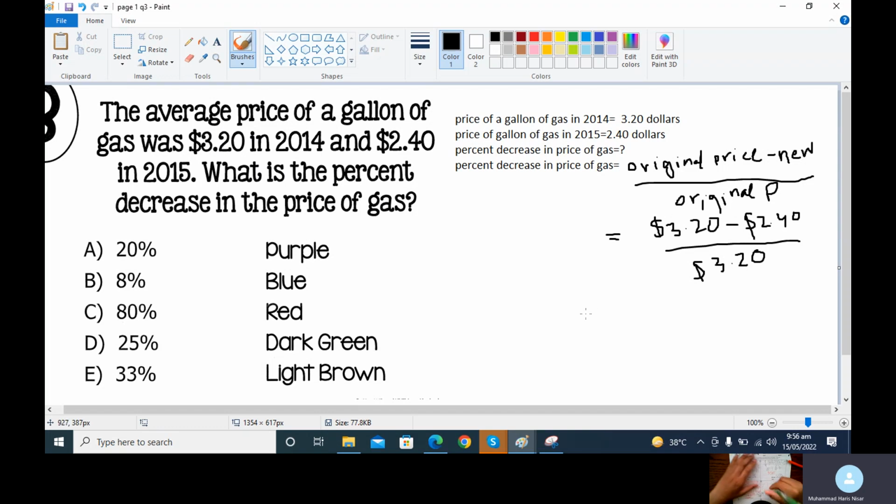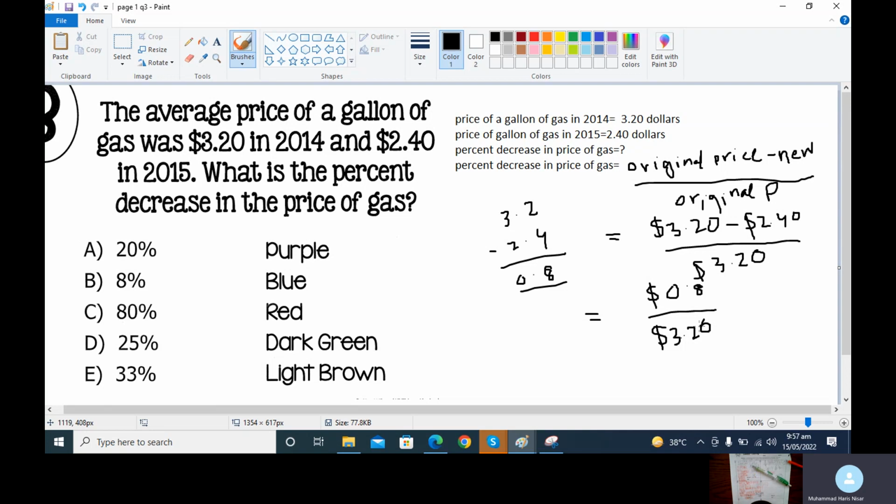So 3.2 minus 2.4 equals 0.8, isn't it? 0.8 dollars divided by $3.20. Simplify it and tell me what the answer is. I'm doing it by calculator.